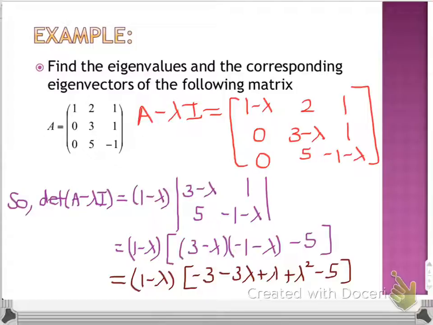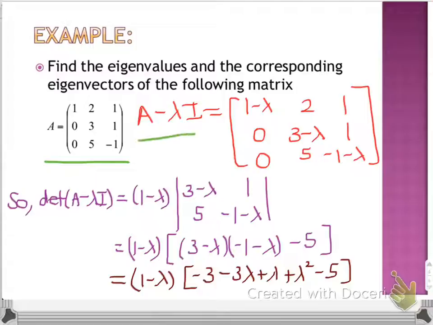Hopefully you read the section first before you look at this, but I don't know if you'll do that. So anyways, find the eigenvalues and the corresponding eigenvectors of the following matrix.